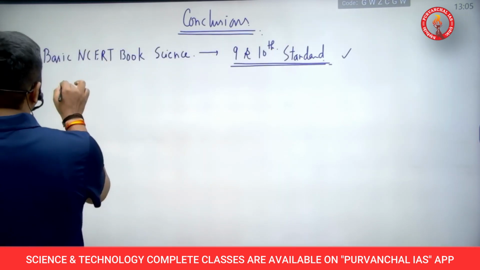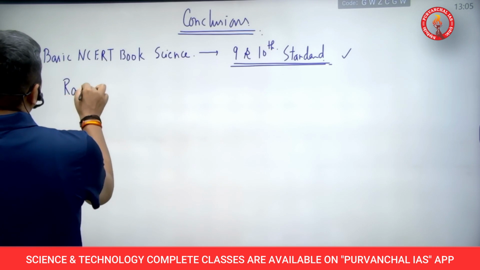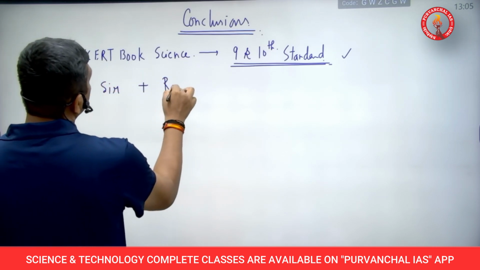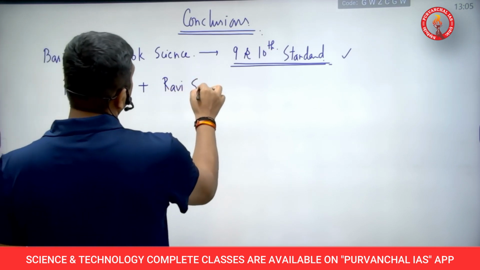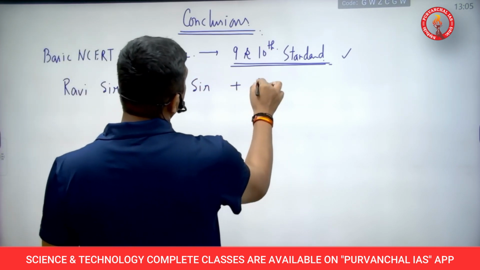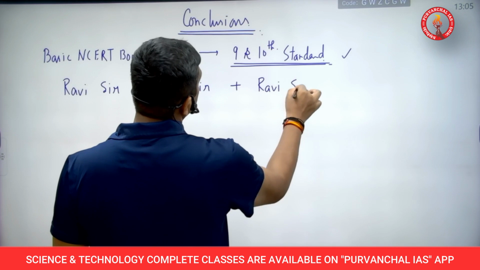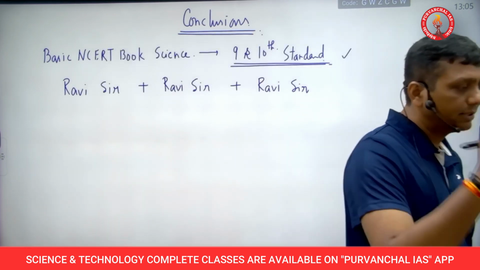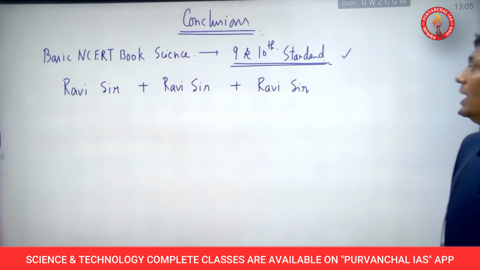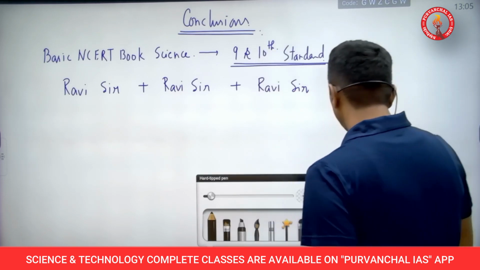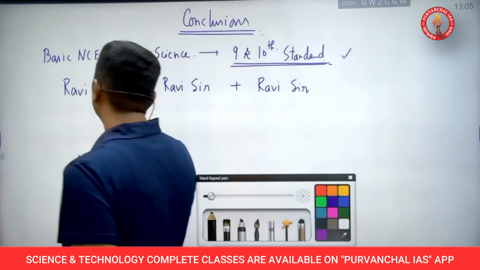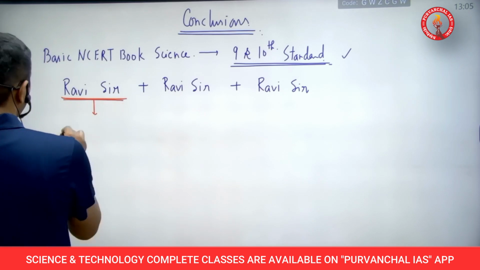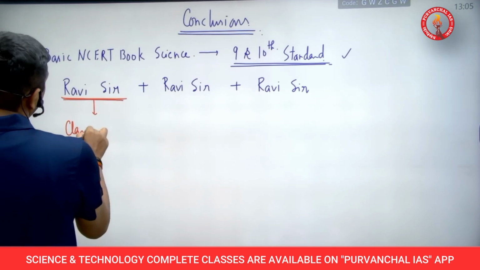Another point, listen guys. Another point, write down. Ravi sir. Second point, Ravi sir. And third one is still Ravi sir. Now the question: what is the meaning of Ravi sir and Ravi sir here? The first Ravi sir means my classroom discussion, which I am doing.